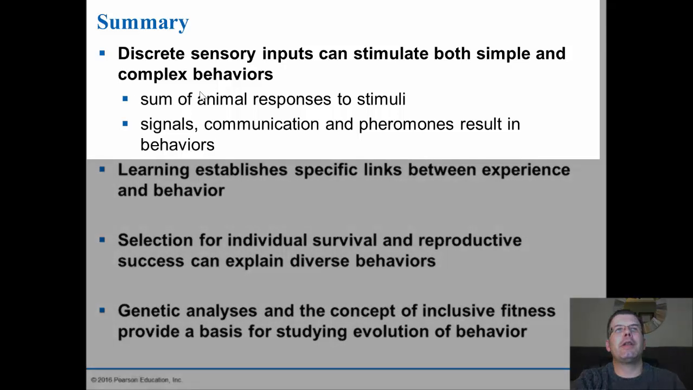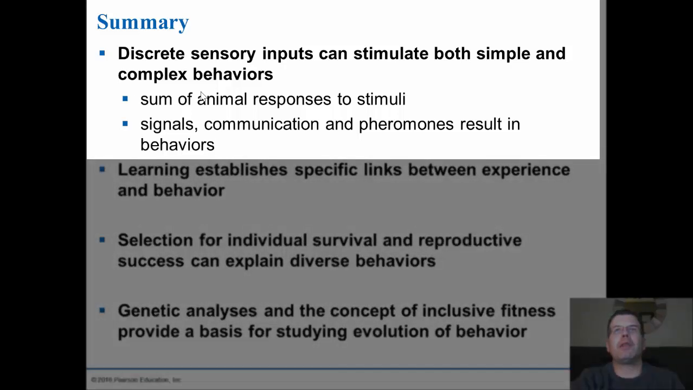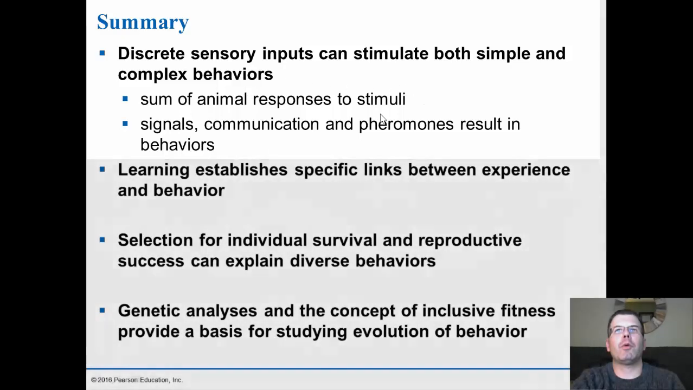So the first thing we looked at was that discrete sensory inputs can stimulate both simple and complex behaviors. Some of the animal responses to stimuli are basically behaviors. The stimuli cause us to respond, and those responses come out as behaviors. That's the motor influence, whether it means running away from something, going towards something, making a sound, or running around. Those are all different types of behaviors.